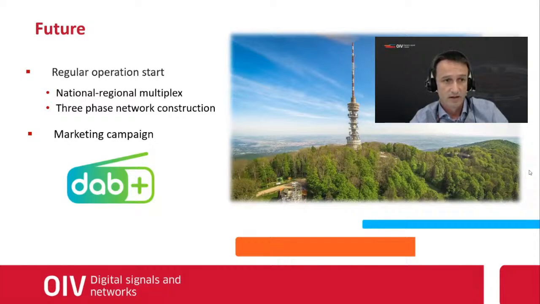A little bit about future plans. So now, after more than 3 years of the trial, we think it's time to start the regular transmission. So we started the discussions with our content and frequency regulators. Our idea is to build a mixed national and regional multiplex with part of the capacity for national and part for the regional coverage. If we get the license for that, our plan is to build the network in 3 phases so that we gradually reach and exceed the FM coverage.